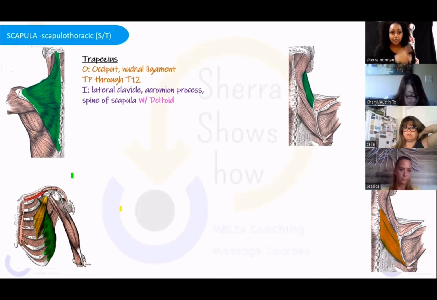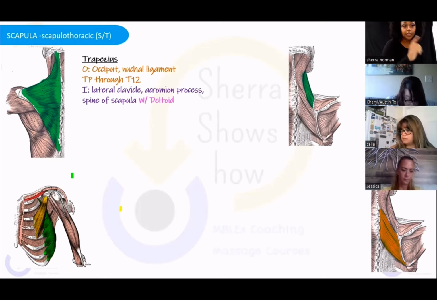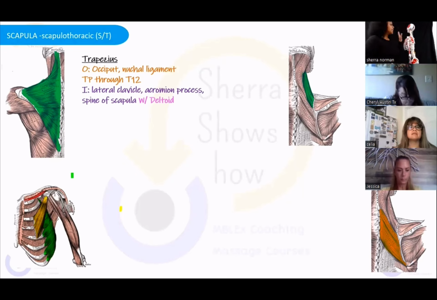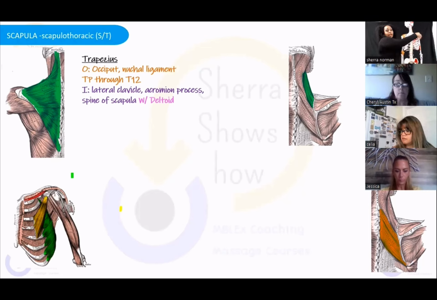So trapezius attaches to the occiput, ligamentum nuchae, and the spinous processes through T12. It inserts at the same place that the deltoid originates. So it inserts on the lateral clavicle, the acromion, and the spine of scapula, okay? So lateral clavicle, acromion, and spine of scapula.